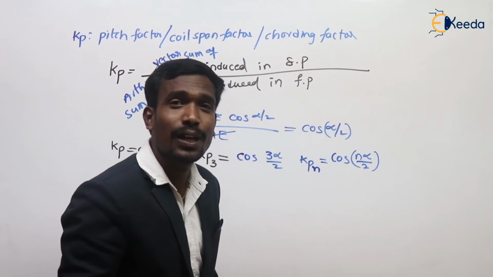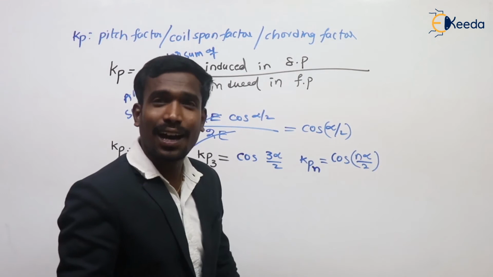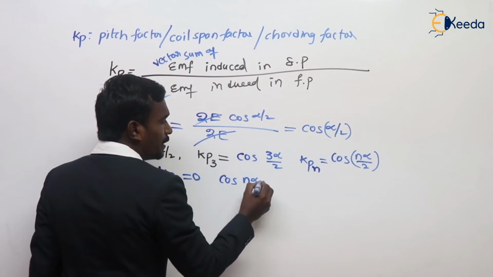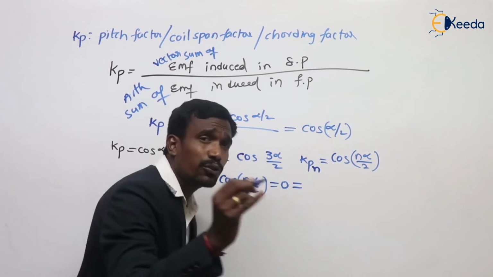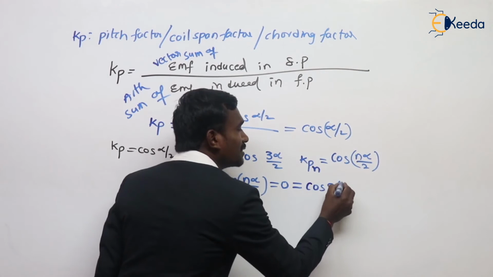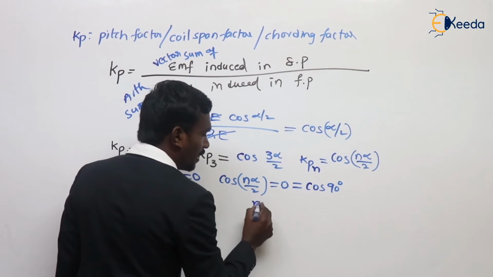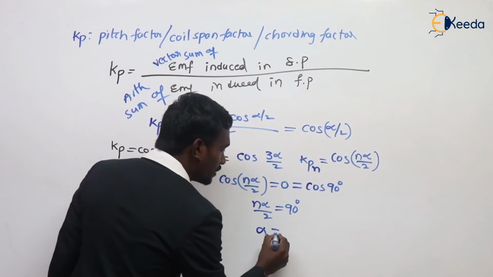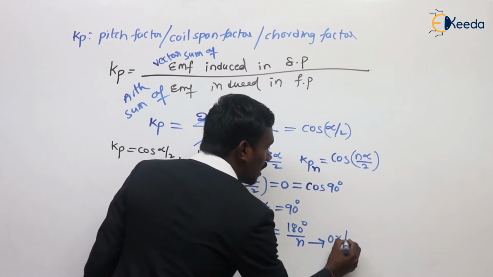I want to eliminate nth order harmonics. To eliminate nth order harmonics, we should make KPN zero. So cos of n alpha by 2 is equal to zero. How can we write zero in terms of cos? Cos 90 degrees is 0. So n alpha by 2 is equal to 90 degrees. Can anyone tell me what is alpha from this equation? Alpha is equal to 180 degrees upon n, where n is the order of harmonics.